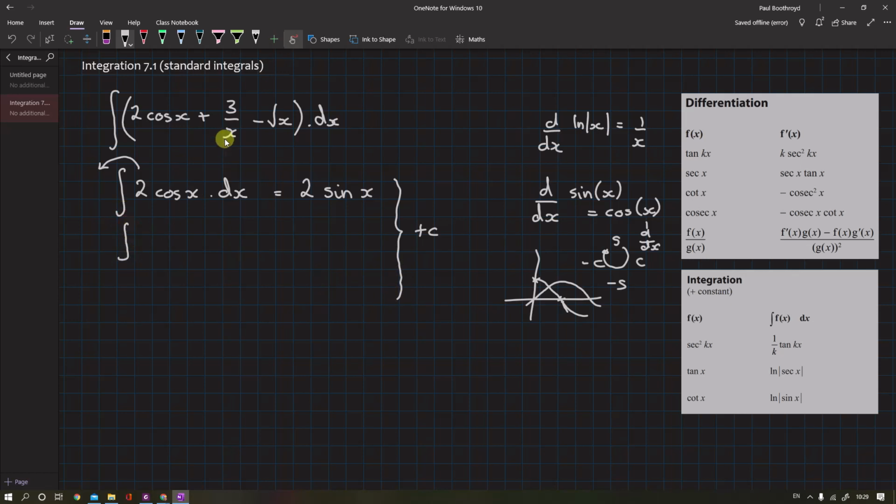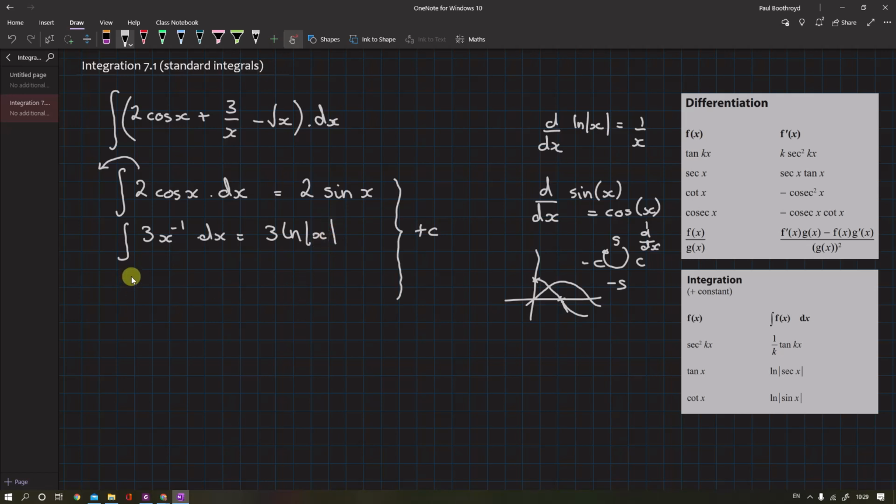Next one, write it in index form. So we've got 3x to the minus 1 with respect to x. Integrating, we're going to get the 3 come out. We get x, and this is the log. Actually, we can go straight to our differential. The 1 over x part, we get 3 lots of 1 over x. When we integrate, we come back this way to the log. So this is going to be the log of x.